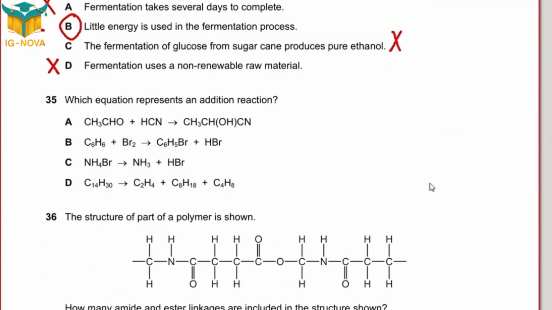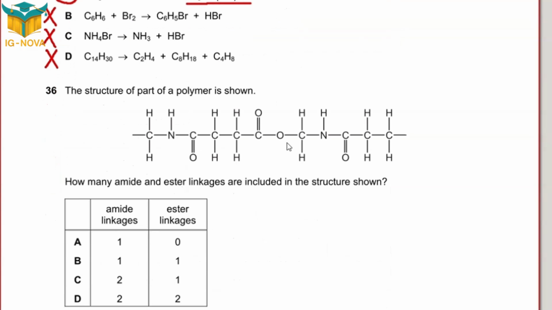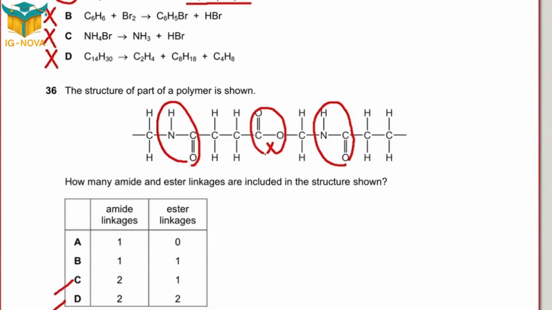Which equation represents an addition reaction? Addition means a single product is produced. Looking at the products, one has 2 products and one has a single product. So A. How many amide linkages? Here 1 amide linkage. Here not an amide linkage. Here 1 amide linkage. So total number of amide linkages is 2. So 36 could be C or D. Ester linkage: this one is an ester linkage. So only 1. So C.